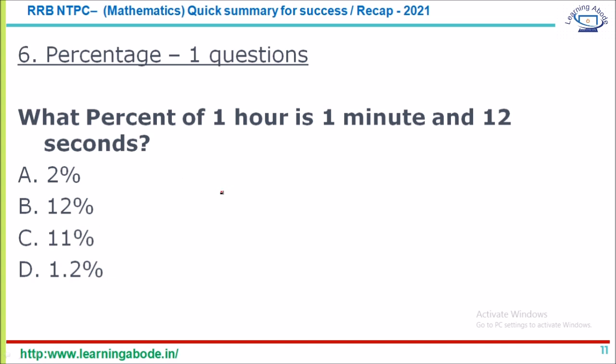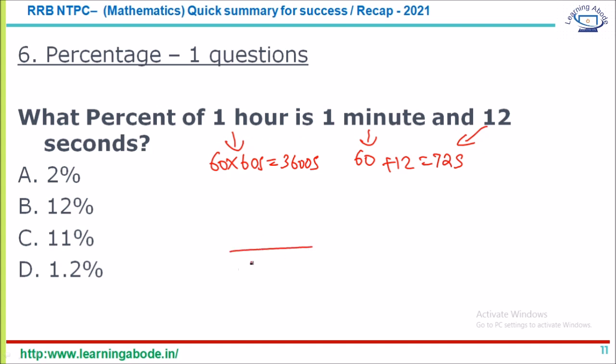Okay, so direct questions on percentage are very limited. Here I have a sample. What percent of 1 hour is 1 minute and 12 seconds? 1 minute is 60 seconds, plus 12 seconds is 72 seconds, and 1 hour is 60 minutes into 60 seconds, so that is 3600 seconds. So what percentage of 1 hour means?